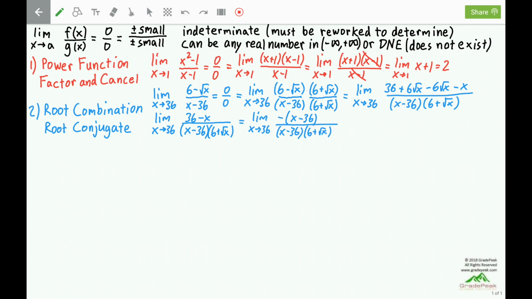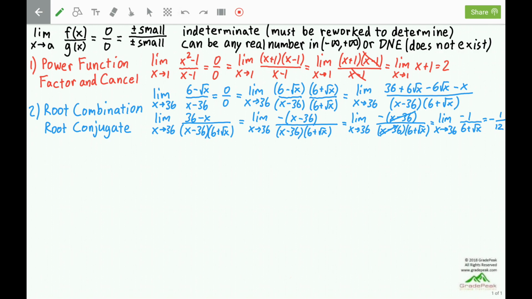That changes the sign of each of the terms. So it will be a positive x and a negative 36 in the numerator. And now the x minus 36 are equal and can cancel each other out. We will go through the step of canceling them. We now have negative 1 over 6 plus root x. If I put the 36 in there for the x, the root of 36 is a 6. I have a negative 1 over 6 plus 6, and I'm going to end up with a negative 1/12.